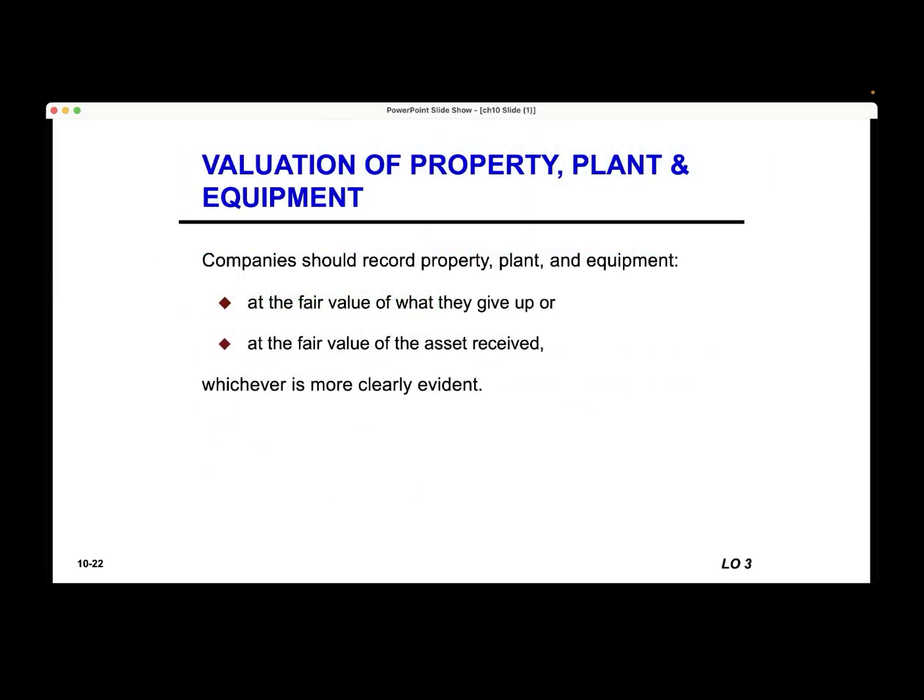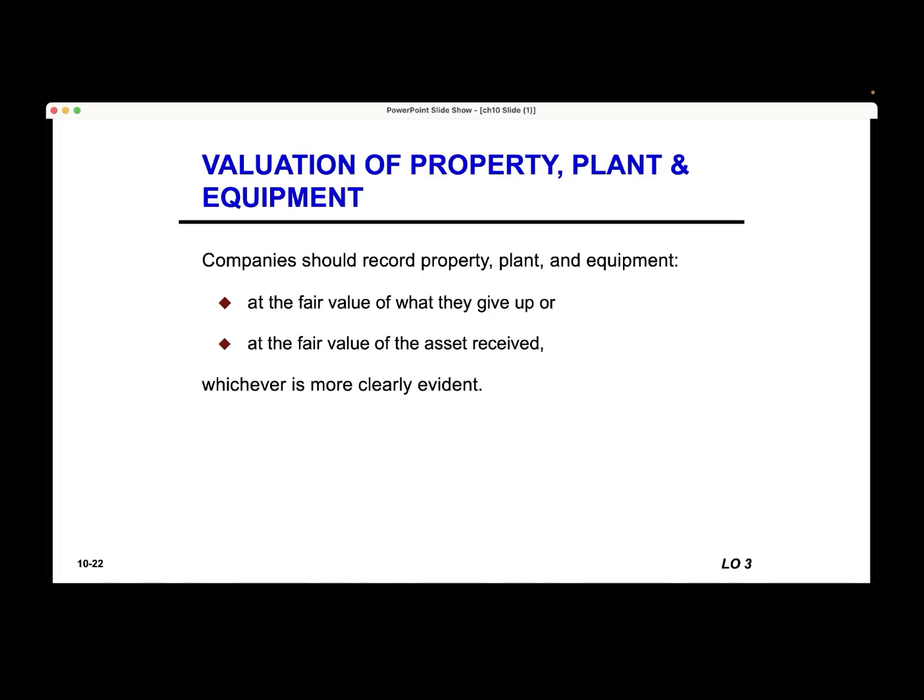Now let's talk about the valuations of property, plant, and equipment. Proper valuations ensure that the financial statements reflect an accurate cost for assets a company uses in its operations. When a company acquires property, plant, and equipment, it must record the asset at fair value. But here we have two different ways to determine fair value. The company should use whichever is more clearly evident. Okay, so it will depend on the situation.